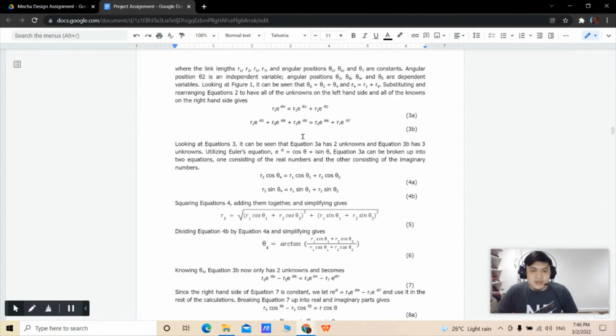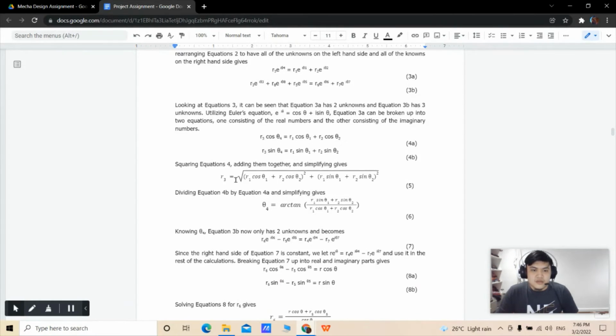Looking back at equation 3, it can be seen that equation 3a has two unknowns and equation 3b has three unknowns. Utilizing Euler's equation, where e to the power i theta equals cos theta plus i sin theta, equation 3a can be broken up into two equations, one consisting of the real numbers and the other of the imaginary numbers, written here as 4a and 4b. Squaring equations 4, adding them together and simplifying will give us equation 5 here. Dividing equation 4b by equation 4a and simplifying will give us equation 6 here for theta 4.